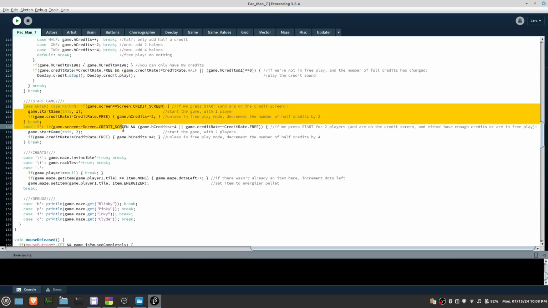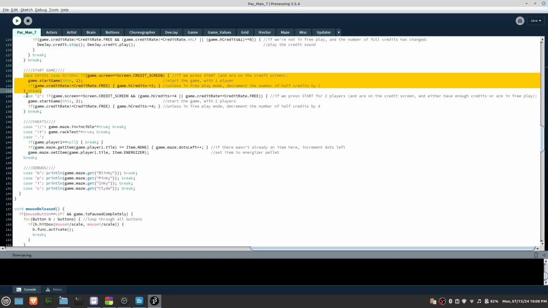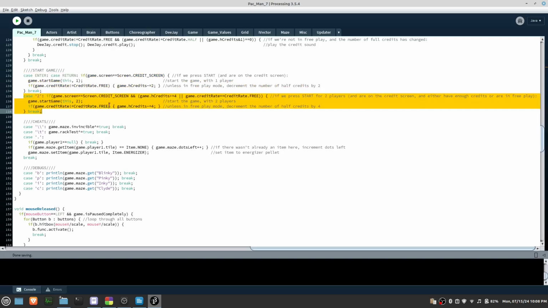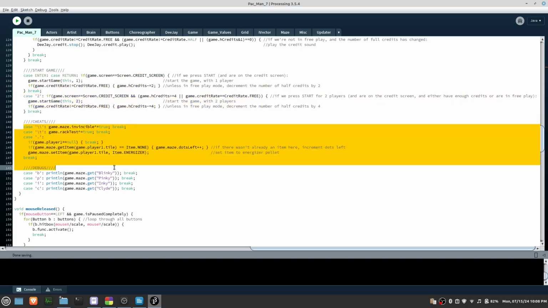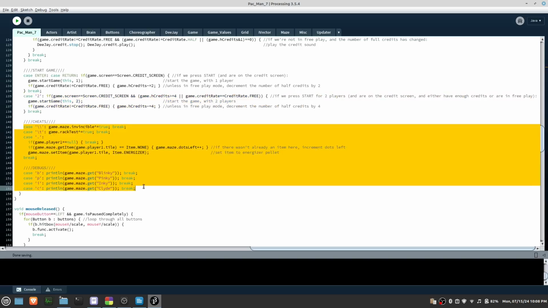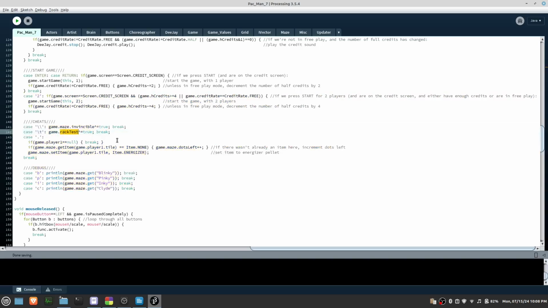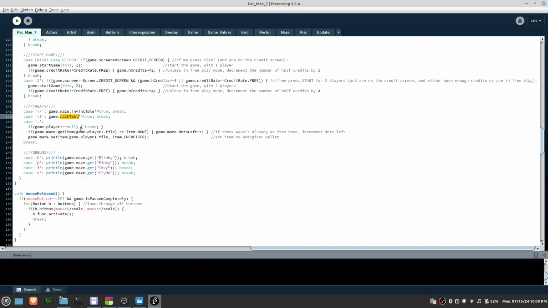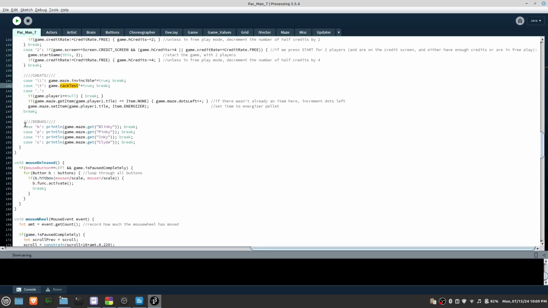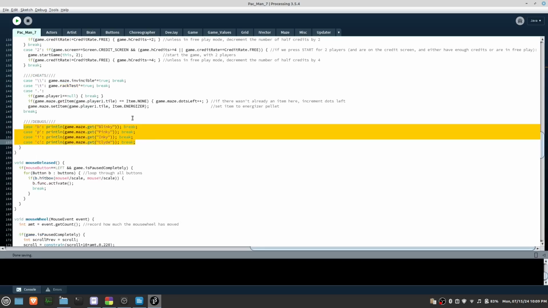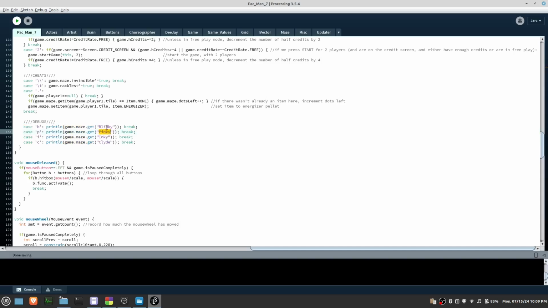Enter, when you're on the credit screen, should start the game. 2 should start the game, but in 2-player mode. Then we have cheats. Backslash enables or disables invincibility. Tab does the rack test. Period places a power pellet right where you are. And then these 4 things are debugs. They display attributes of Blinky, Pinky, Inky, or Clyde.